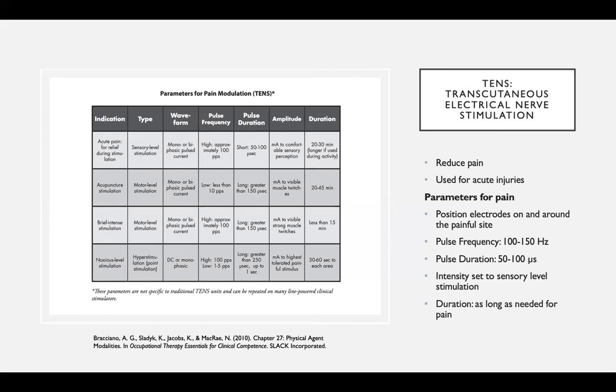You're going to position the electrodes on and around the painful site. You can complete with a pulse frequency of 100 to 150 hertz and a pulse duration of 50 to 100. Intensity is set to a sensory level stimulation, so where the patient is able to tell you that they can feel the stimulation, and duration as long as needed for pain.